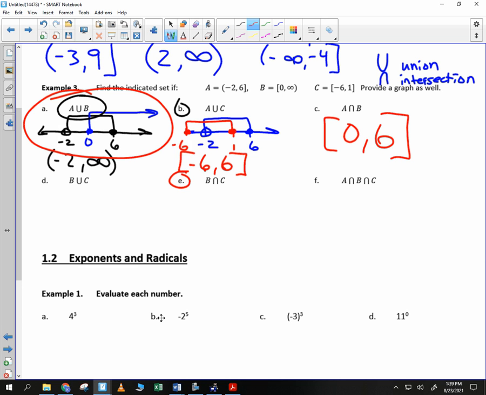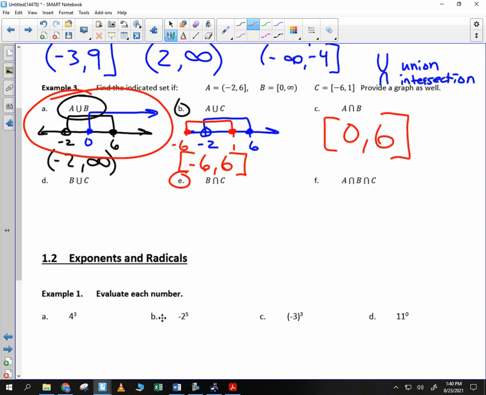I want you on your own to try B intersect C. See if you can come up with B intersect C. I would encourage you to draw the graphs and look at the overlap to see where the sets are. Again, I'm encouraging you to make the graph because seeing things visually helps you understand things mathematically. Which is what I don't get, because when we get to graphing, everybody's like, I don't like graphing. But we all learn visually, so we should learn to love graphing.